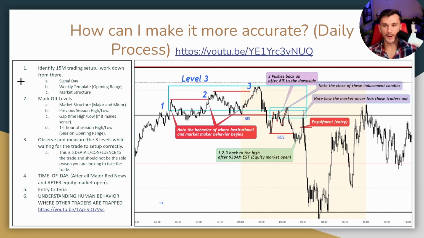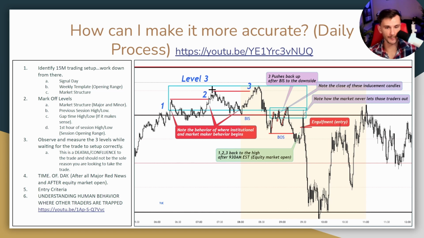So like number 1 right here, identify a 15-minute trade setup. That's pretty broad spectrum, the big wide portion of the triangle. Marking off the levels, that's very consistent. I do the same exact levels every single day. Market structure, high and low, major, minor. Previous sessions, high and low. I trade New York, so I would mark off the high and the low of London session. The gap time, high and low. Do the same thing every day as long as it makes sense.